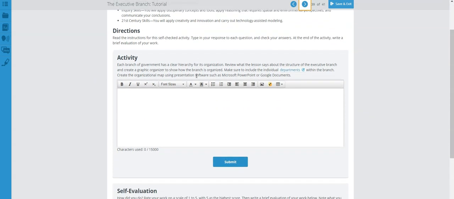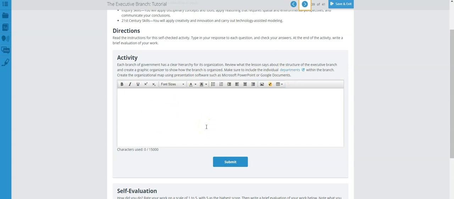Let me read this part here so we'll know what to do for this particular activity. It says, each branch of government has a clear hierarchy for its organizations. Review what the lesson says about the structure of the executive branch and create a graphic organizer to show how the branch is organized. Make sure to include all the individual departments within the branch. Create the organization map using presentation software such as Microsoft PowerPoint or Google Documents.